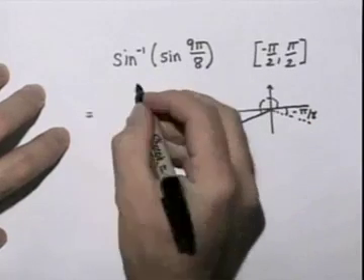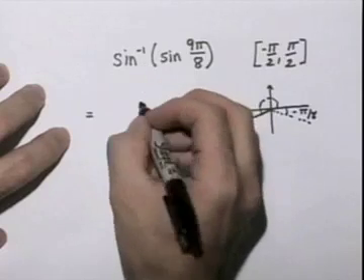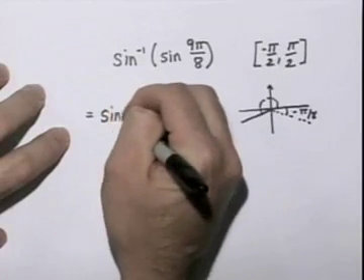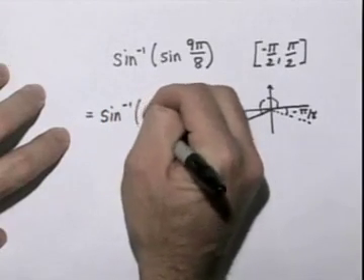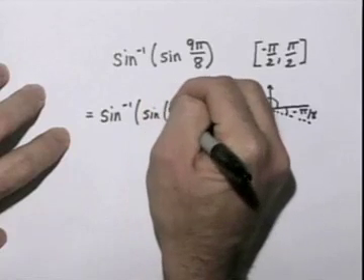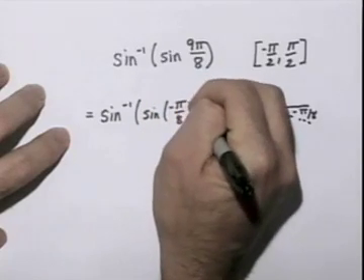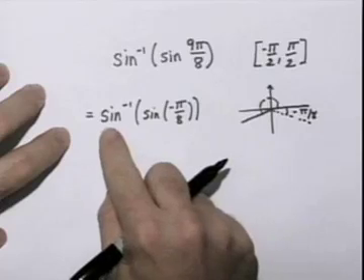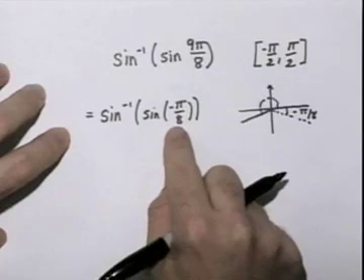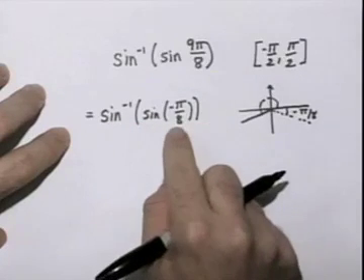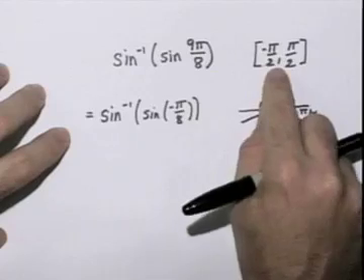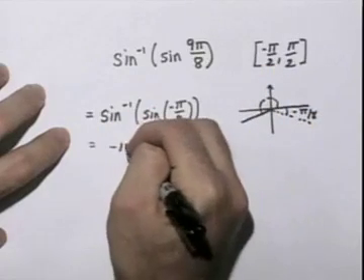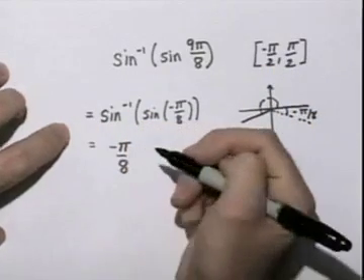Therefore, the inverse sine of the sine of 9 pi over 8 is equivalent to the inverse sine of the sine of negative pi over 8. Now we can use the fact that f inverse of f of x equals x because negative pi over 8 is within this domain. So the result is going to be negative pi over 8.